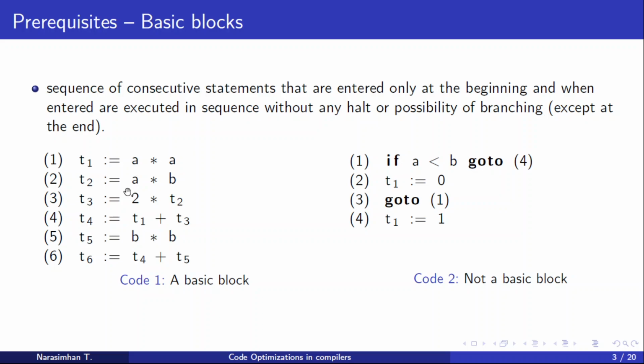Now on the other hand, code 2 is not a basic block, because the first statement itself has a goto instruction, which is a branching instruction. So this code is not an example of a basic block.